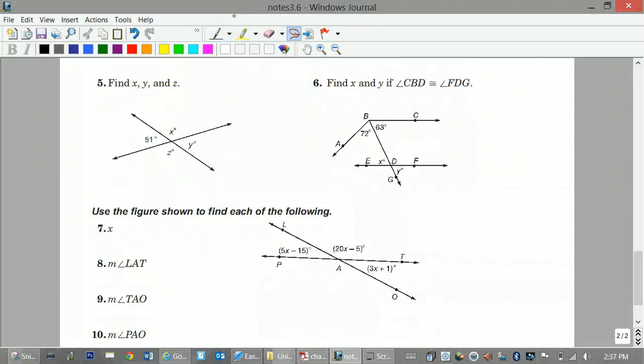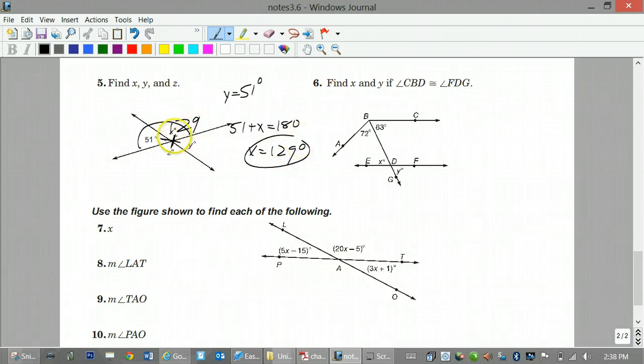I'm going to explain real fast how I get 5 and 6, and then we'll go on to 7. We'll actually do 7 two ways. So let's do 5. 51 and y are vertical angles, so y is 51 degrees. 51 and x form a linear pair, so they add together to give us 180, which means x is 129. X and z are vertical angles, so they're congruent, so z is then 129.